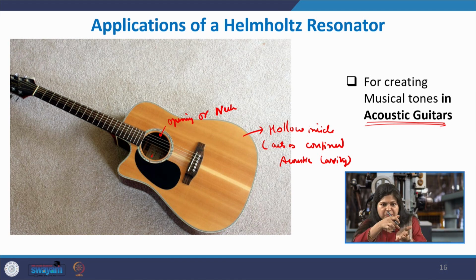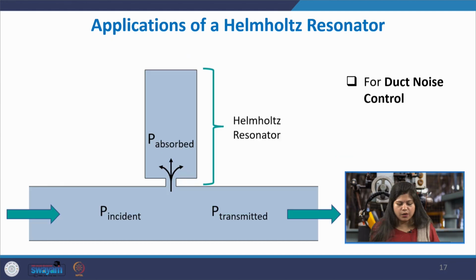So, when we are plucking the strings of the guitar, it creates the vibration motion or the oscillatory motion which hits the opening of the cavity or the neck, and then it acts as a Helmholtz resonator and it tunes with the vibrations at its resonance frequencies, which creates very tonal sounds. Okay. And in the same way, it can be used for various duct noise control.